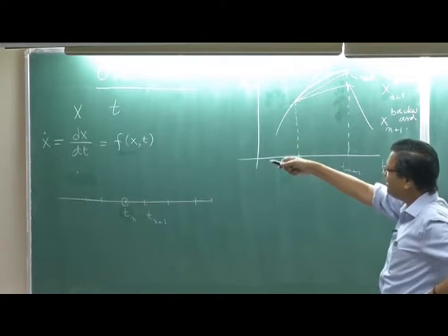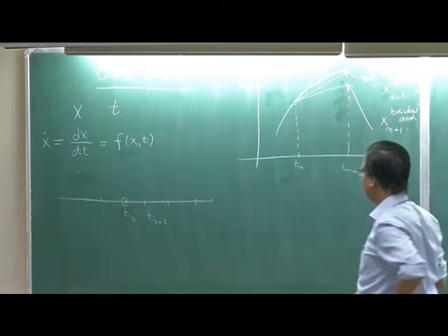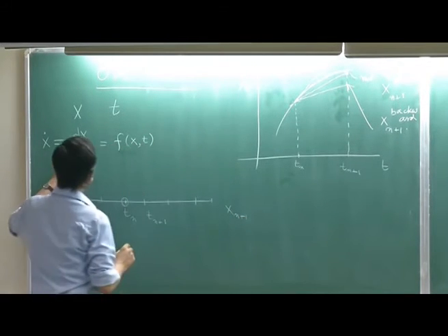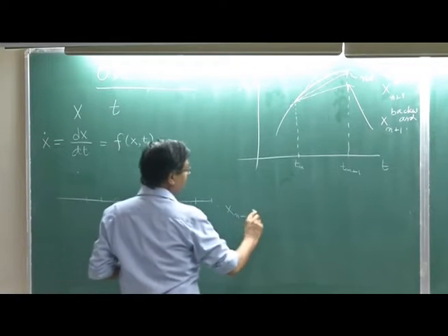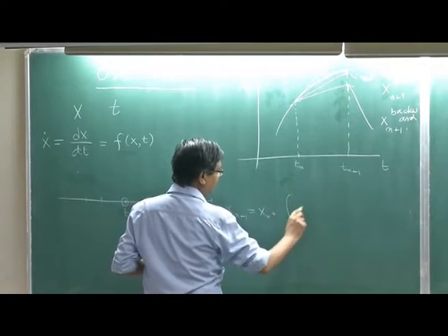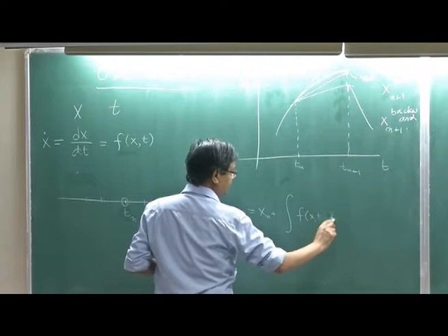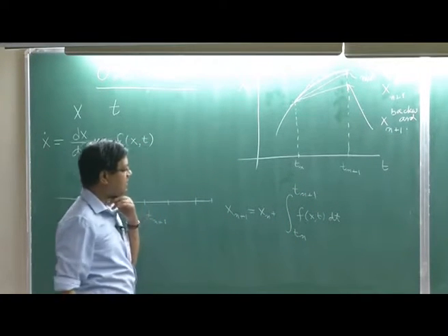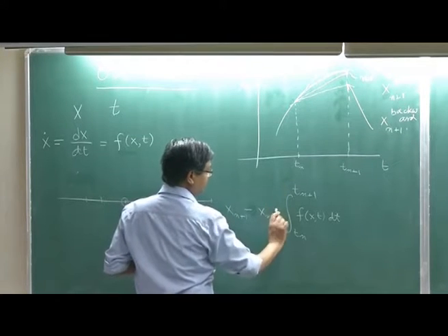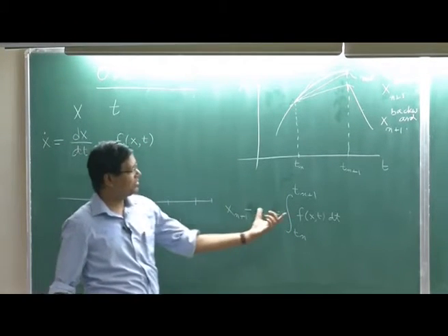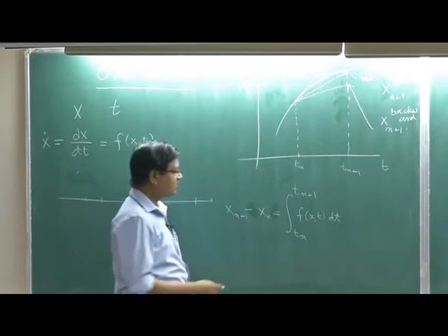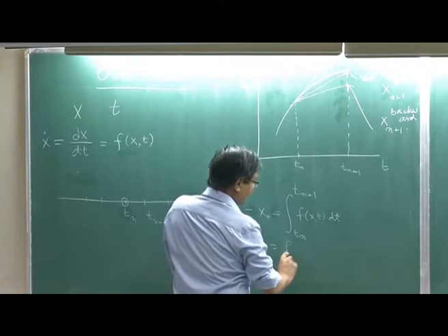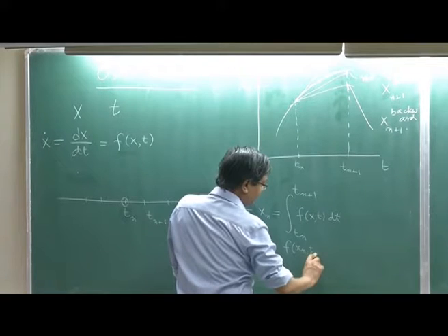So let's try to write a formal way to solve this. Formally I should write this as x_{n+1}. So I just integrate this, no? So x_{n+1} equals x_n plus the integral of f(x,t) dt. Or let's write it like this. Now I have to estimate this. So one way to estimate is, I am going to write down all these schemes. You say, well, f at x_n, t_n multiplied by h.